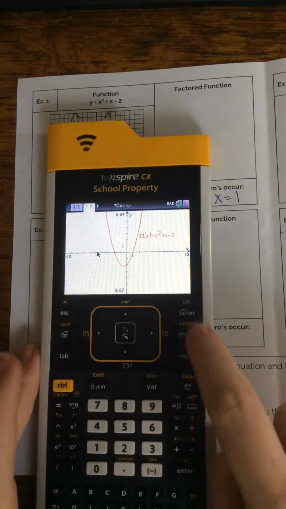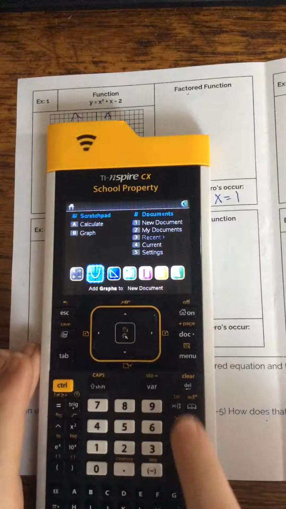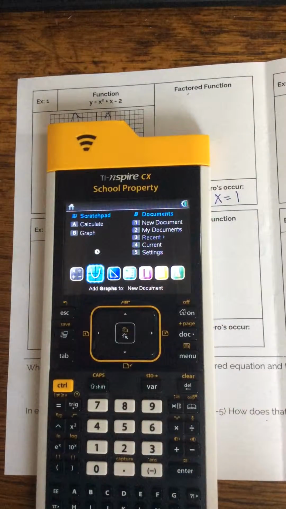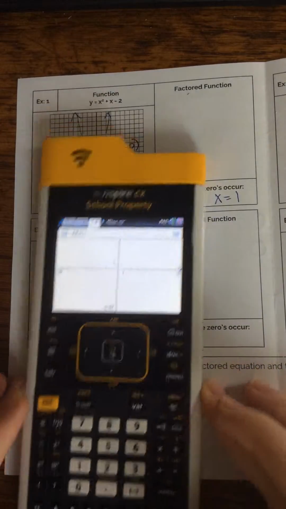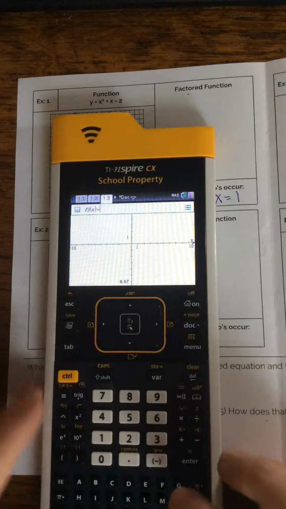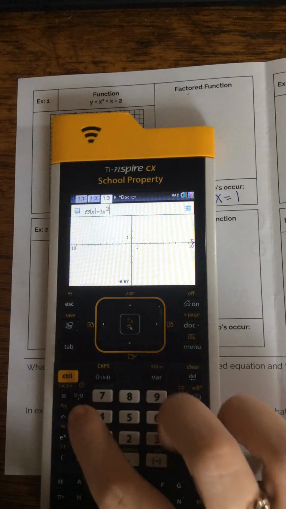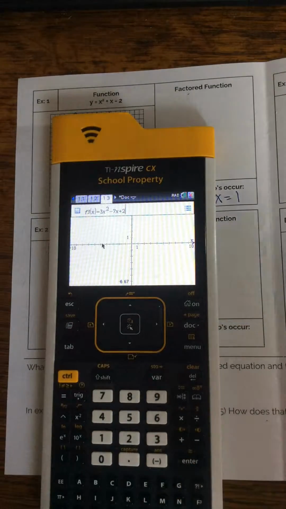Okay. Let's look at this one. If we were going to graph this the same way, another way to get a graph page, you can hit Home, and then you can go down and add a graph page to your document. If we add a graph page, it'll start you off with a clear one again. From here, I'm going to plug in this 3x squared minus 7x plus 2. So 3x squared minus 7x plus 2, I graph it.